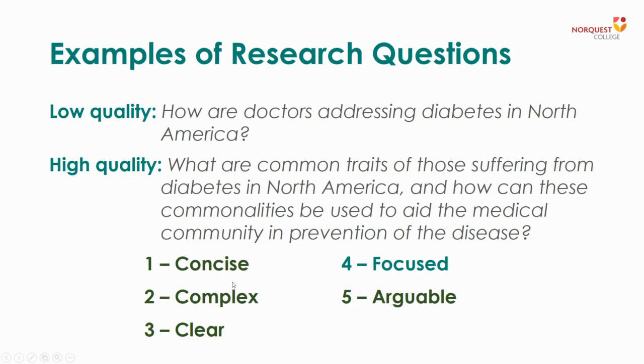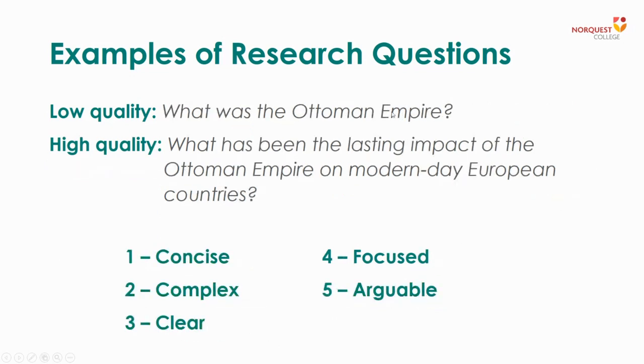Okay, 2 and 5. All right. So this one, we thought it needed to be more concise, more complex, clear, and arguable. So 1, 2, 3, and 5. It's focused in the sense that we know it's talking about diabetes in North America. So there's one specific topic and one specific area, but it could work on the rest of these things. All right, here's another one.